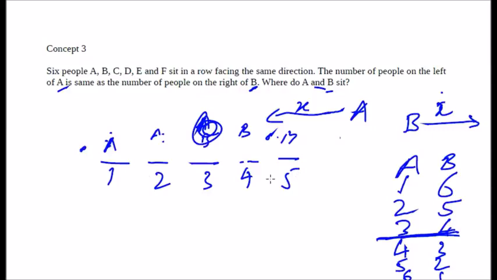So in odd number of cases, when you have a wording like this, number of people on the left of A is same as the number of people on the right of B, then it means that both A and B cannot sit in the middle.